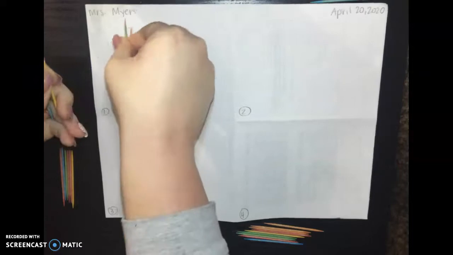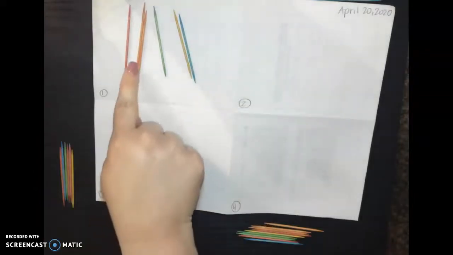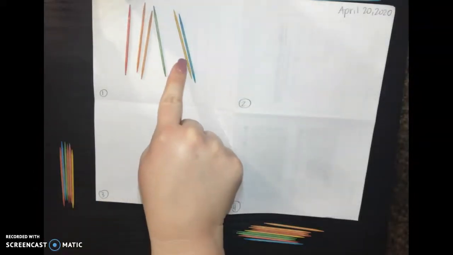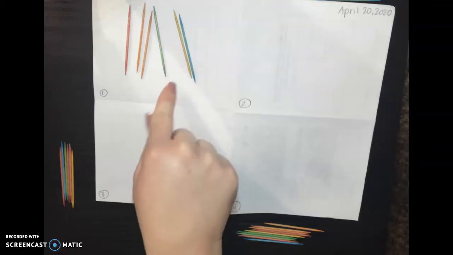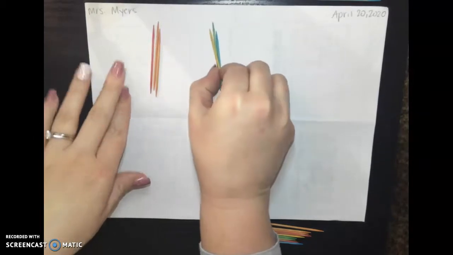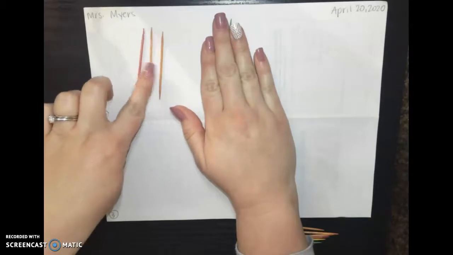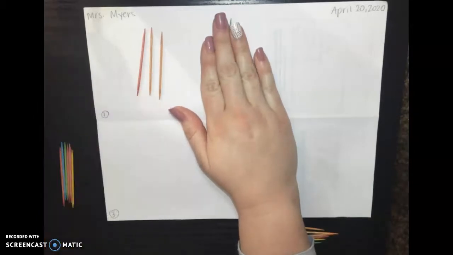So our first one talked about having 6 pigs on a farm and 3 pigs leaving. So what we can do is we can use objects around our house. And we can show that we had 6 pigs, 1, 2, 3, 4, 5, 6. And then on our picture we can show how 3 of them left. And that would give us just 3 pigs left on the farm.